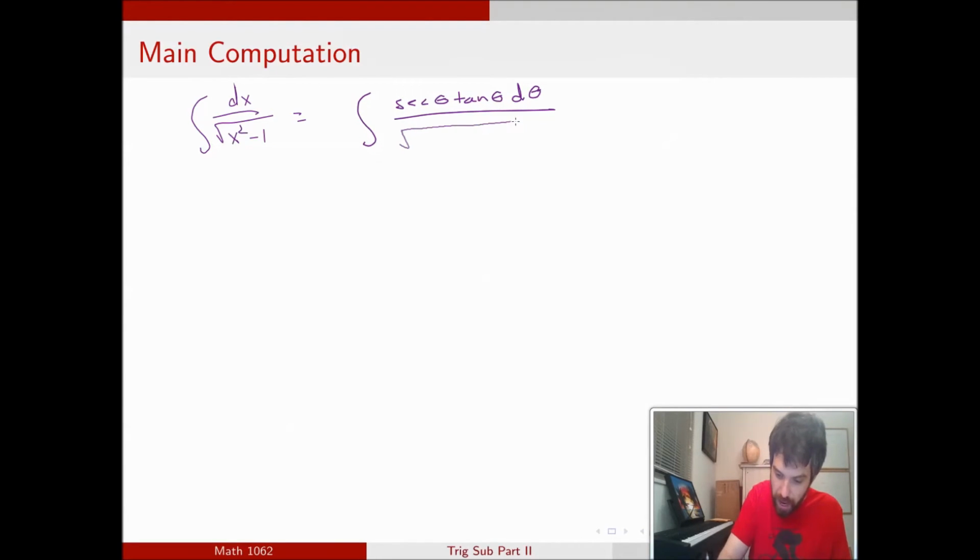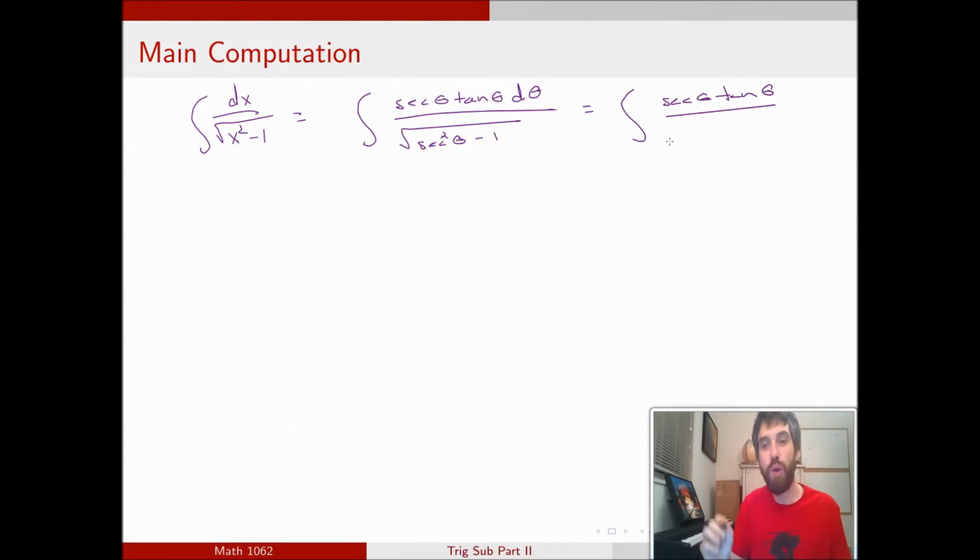And then in the denominator, it is the square root of secant squared of theta minus 1. And what do we get? Secant theta, tan theta on the top. And now we have secant squared minus 1. That is the same thing as tangent squared of theta. And now the choice of our restriction is going to become relevant.